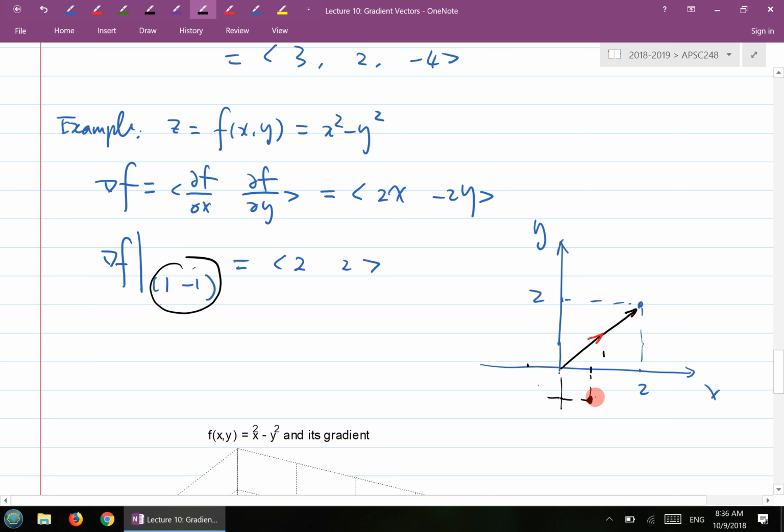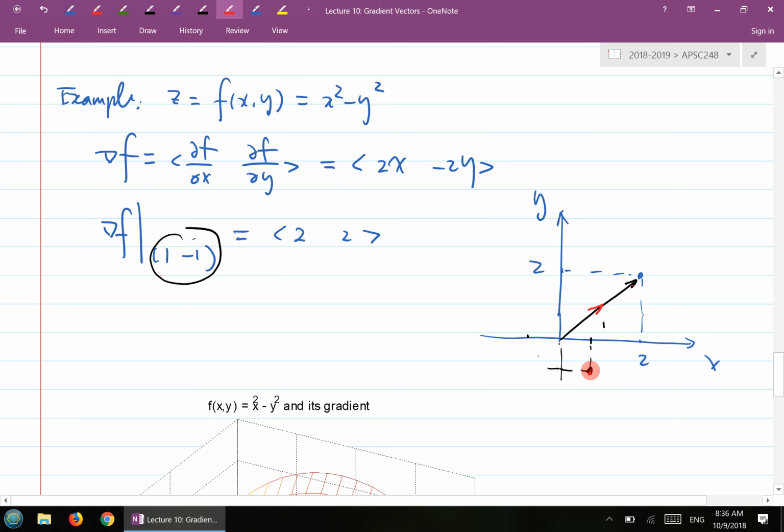Okay, here is our starting point. Let's draw it here. We're not going to change its direction, we're not going to change its magnitude. All we do is move the vector parallelly over to this starting point here. This is (1, -1). That's how you draw a gradient vector.